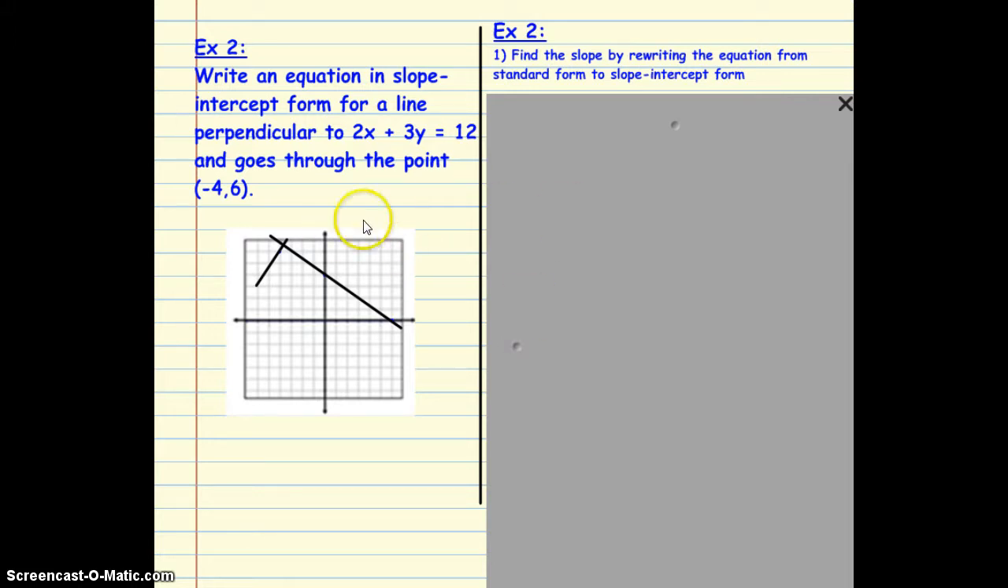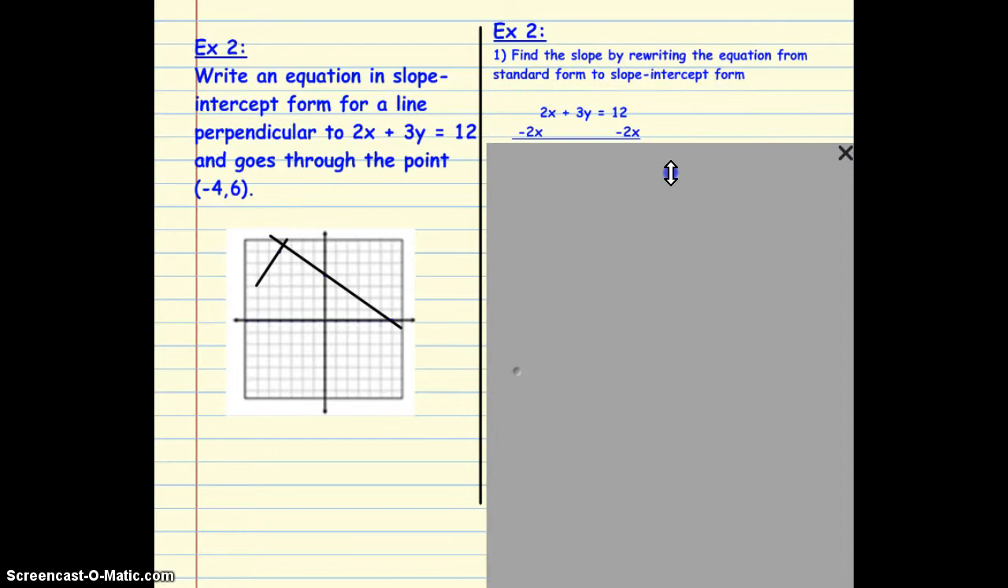We are not given the slope. We need to find the slope by rewriting the equation from standard form to slope-intercept form. So, our equation in standard form was 2x plus 3y equals 12. To get it into slope-intercept form, we need to have the y all by itself on the left-hand side. So, we're going to start off by subtracting 2x from both sides. Then we will be left with 3y equals -2x plus 12.